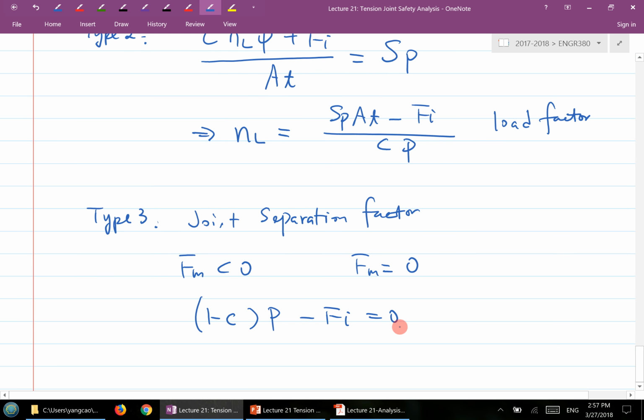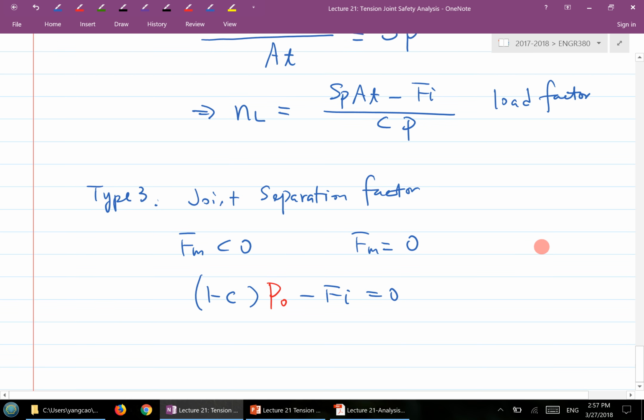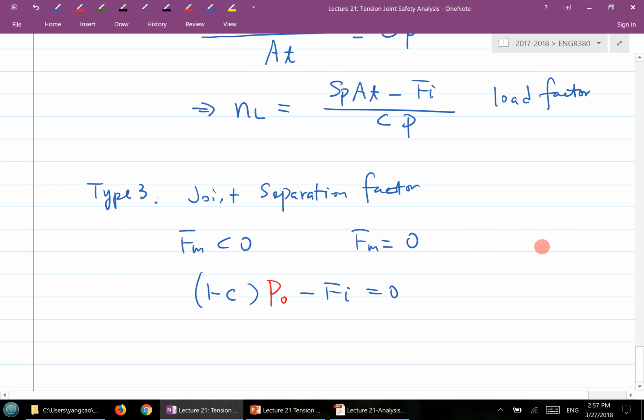Then you let it equal to 0 here. So in particular here, instead of a general P, let's put a P naught here. Okay, let's put a P naught. So P naught basically means, if I solve for the P naught, and then we get Fi over that. So that's the amount of external force that will ultimately result in joint separation, right? Joint separation here.